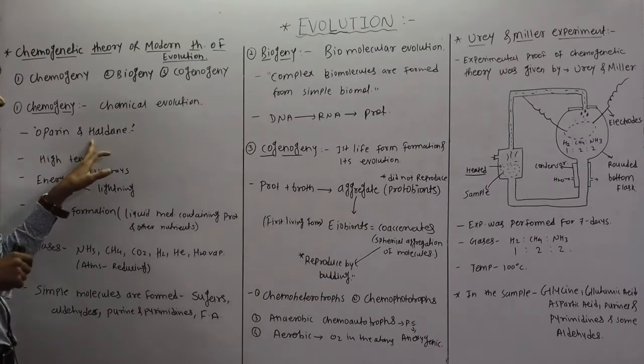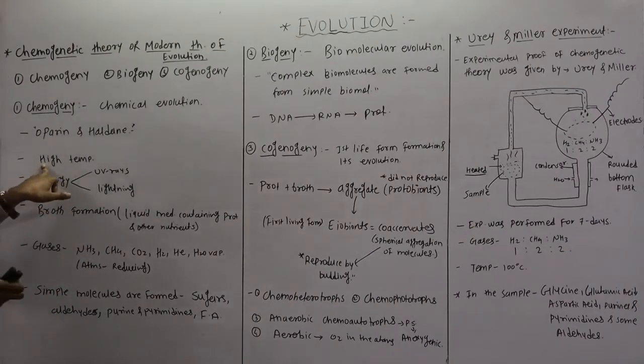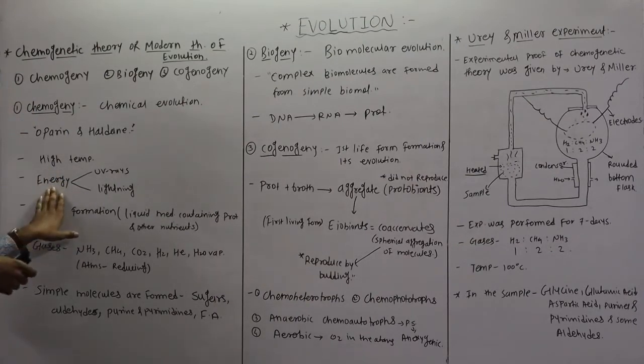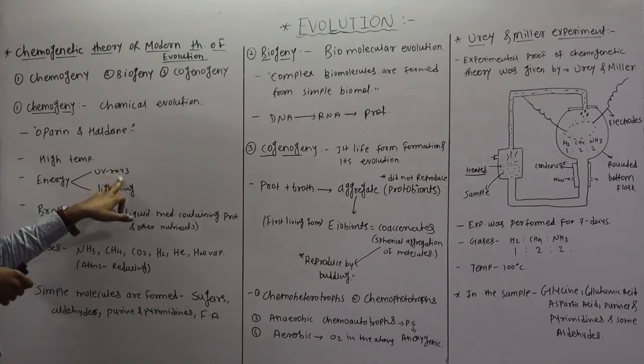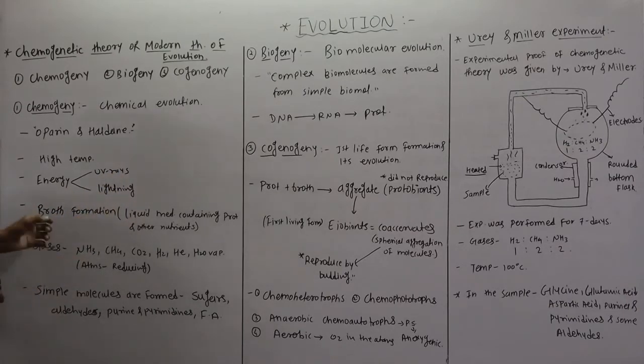Oparin and Haldane told about the conditions of the initial environment. They told that there was a very high temperature in the initial environment, then the source of energy was UV rays, ultraviolet rays, and lightning. And the third one is the broth formation. Now what is the broth formation? Due to the UV rays and lightning, there is the formation of a broth. What is the broth?